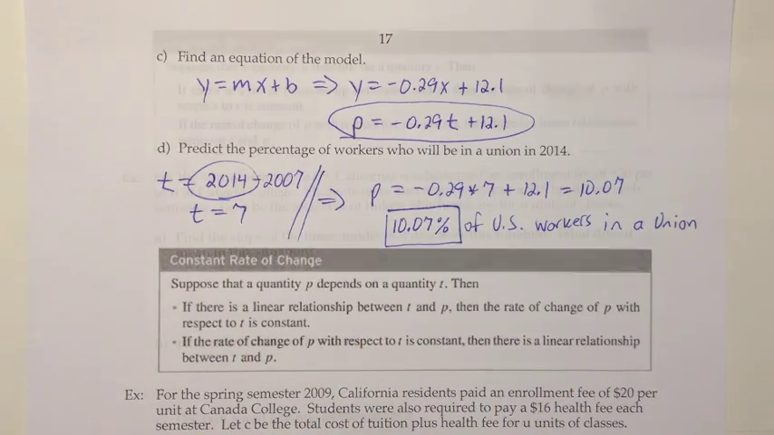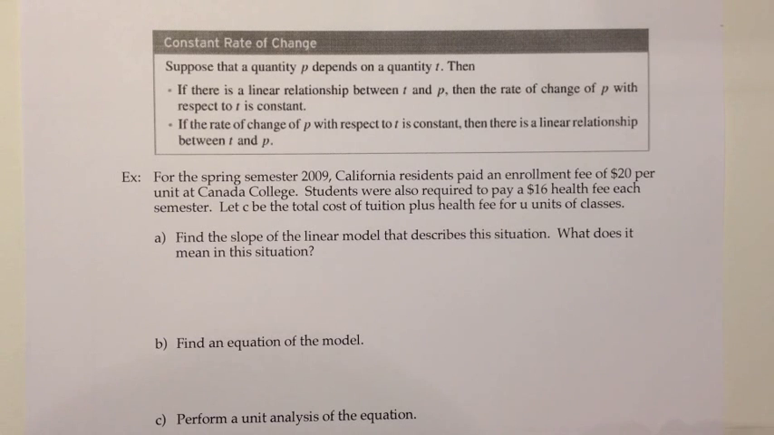So there's our answer, and there's a quick interpretation of it, which just matches up with what they asked us. Okay, let's have a look at this box. Constant rate of change. Suppose that a quantity p depends on a quantity t, then if there's a linear relationship between t and p, then the rate of change of p with respect to t is a constant, and if the rate of change of p with respect to t is a constant, then there's a linear relationship between them. So really what they're just trying to summarize there is this idea of a constant rate of change and a line go hand in hand. If it's a line, it's going to be a constant rate of change. If it's a constant rate of change, it's going to be a line. Alright, let's go ahead and take a look at another example.